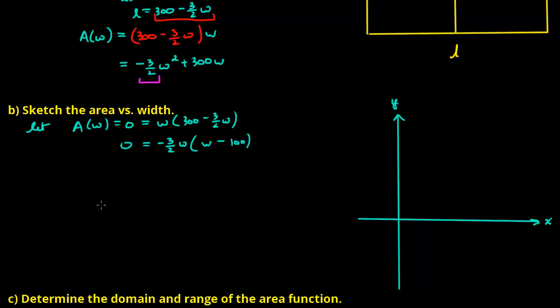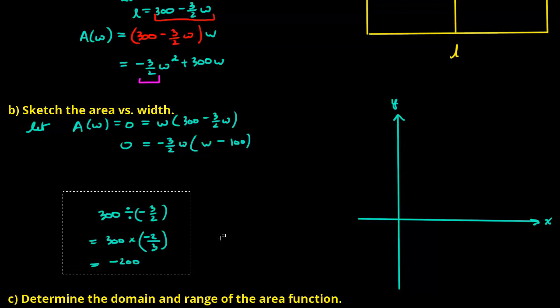If you're not sure how I got that, 300 divided by negative 3 over 2 is equal to 300 times negative 2 over 3, because division by a fraction is the same thing as multiplication by its reciprocal. So if you do 300 times negative 2 over 3, you get 300 divided by 3, which is 100. 100 times negative 2 is negative 200. So hopefully that helps you understand the arithmetic of that step.